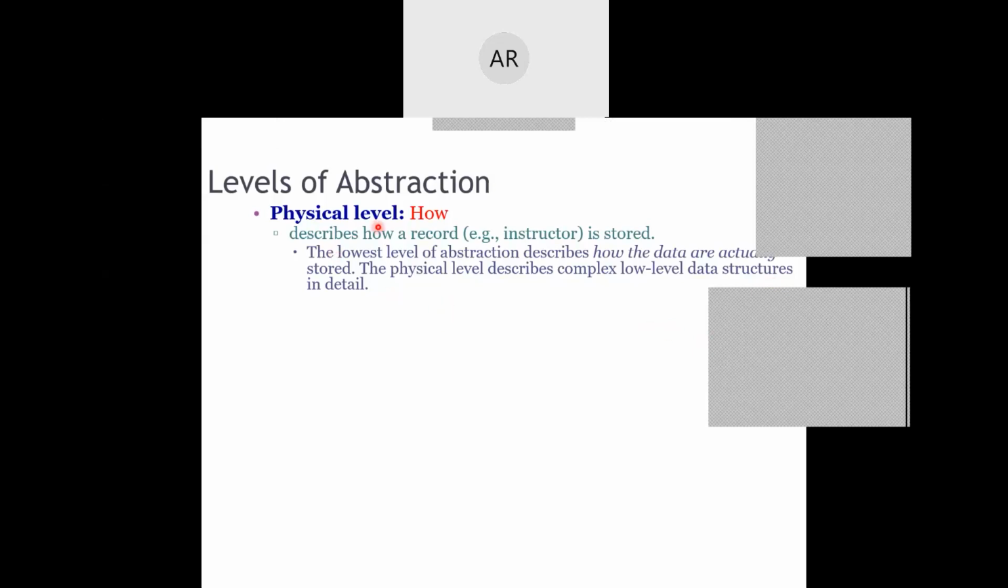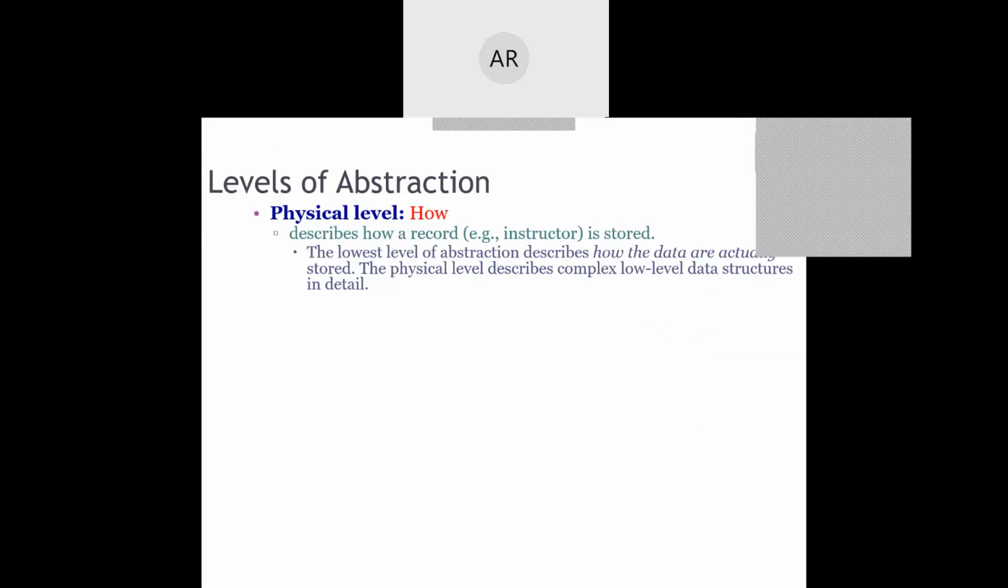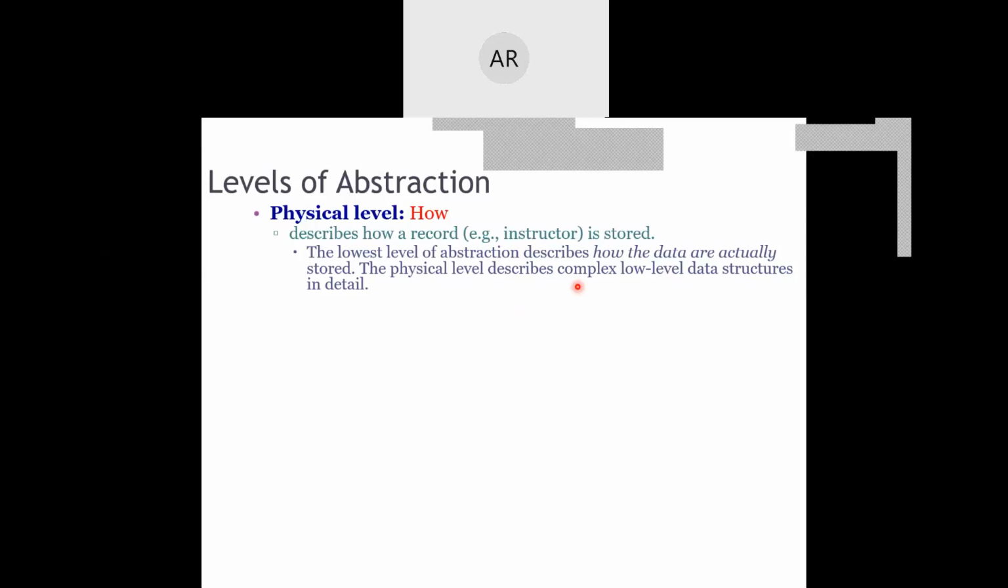So in case of physical level, we'll hide how a data record is to be stored from the normal user. When I say how the record is being stored, I'm talking about its internal complexities. We are computer science graduates, so we can understand a little more in detail.